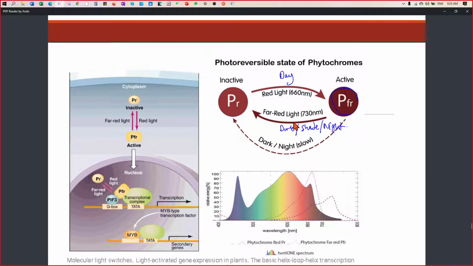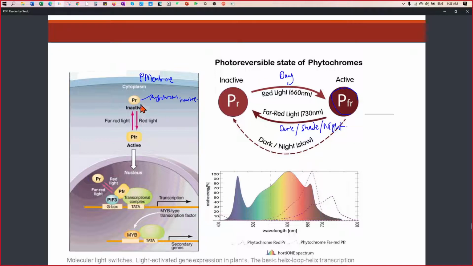Like, it can happen during the day, for example, in the understory of the forest. That's rather dark, right? So it's rather dark, and it will inactivate the phytochrome. And this is actually what happens. This is your plasma membrane. This is your cytoplasm. This is your phytochrome, in the inactive form.